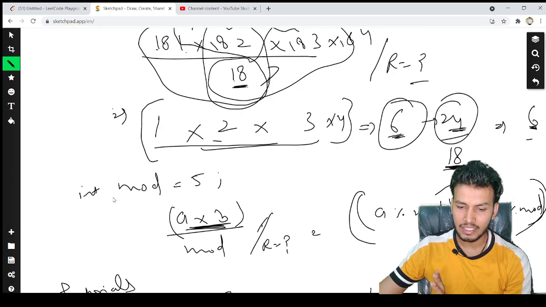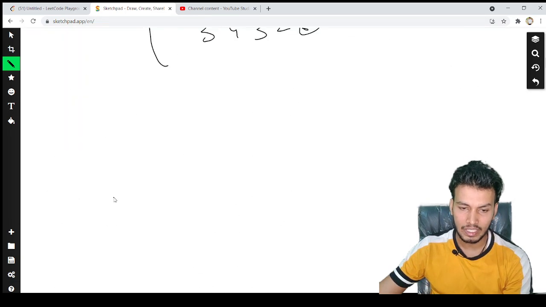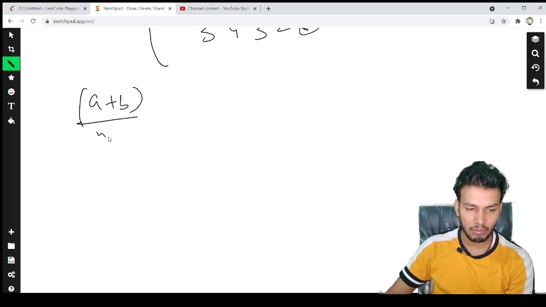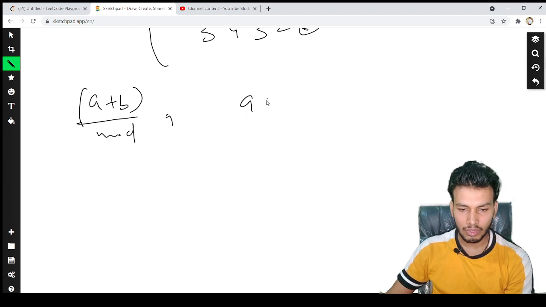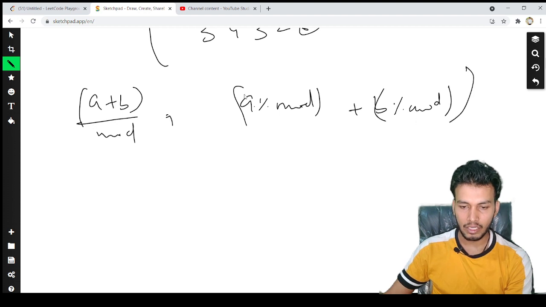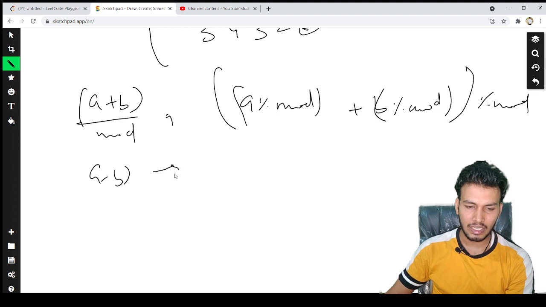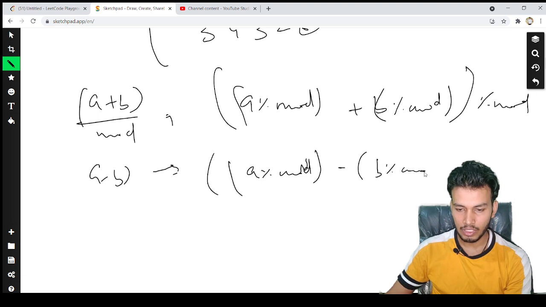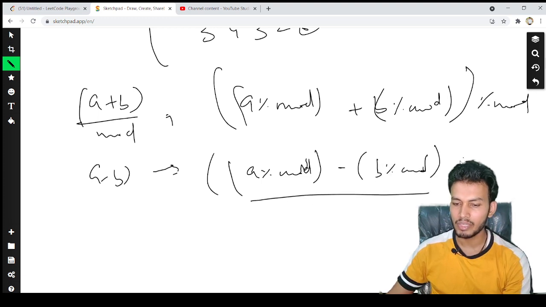First of all, I guess the basic purpose of mod is clear. Addition and subtraction rules are also kind of similar. If you have (a plus b) mod m, then it's equivalent to ((a mod m) plus (b mod m)) and then the overall mod. In case of subtraction, there is a little difference, because when you do a minus b mod, there is a possibility that this value may become negative.